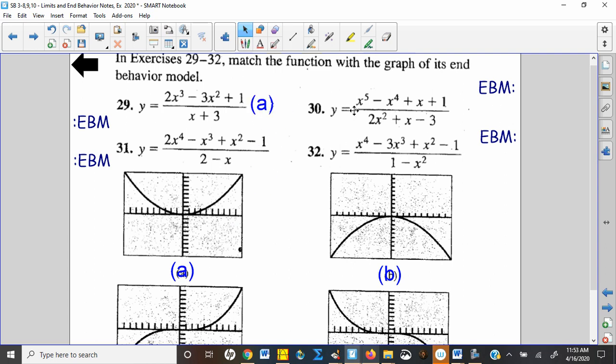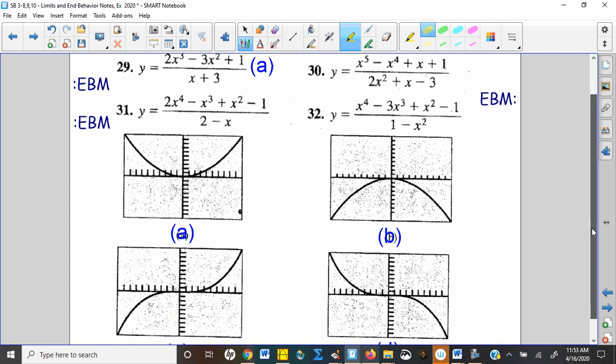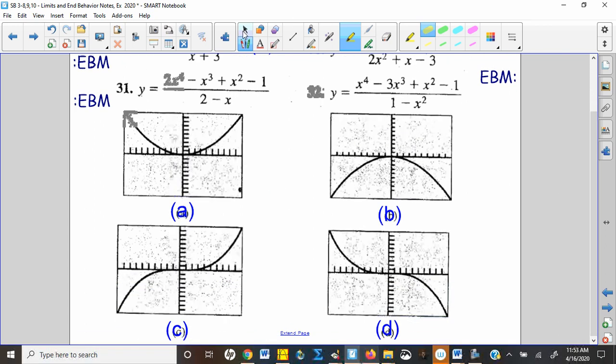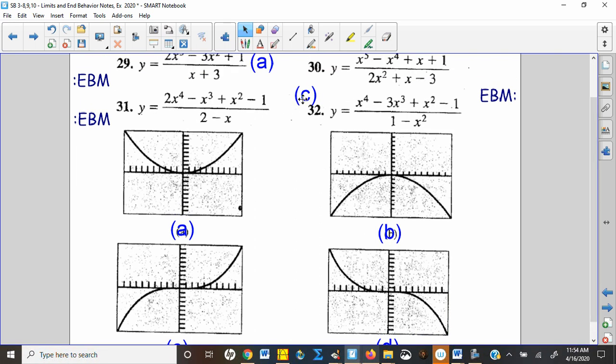Number 30, x to the fifth over 2x squared, and that reduces to x cubed over 2. So what does x cubed look like? X cubic function kind of has that look. Well, that would be a linear function, kind of like that, right? So which of these has that down up behavior? It looks like C does, doesn't it? C. And then that means B and D have to go to 31 and 32 respectively.